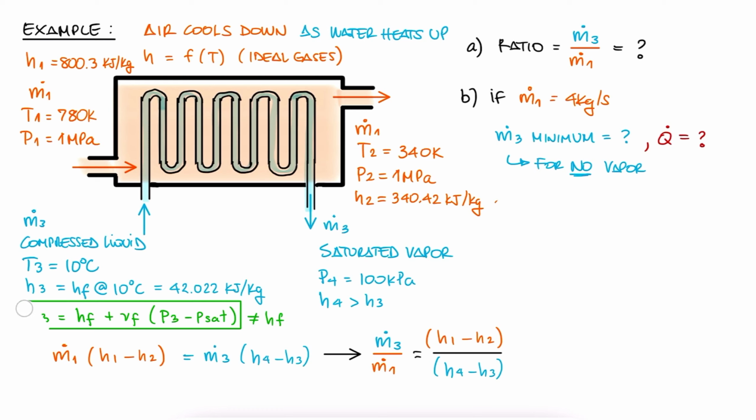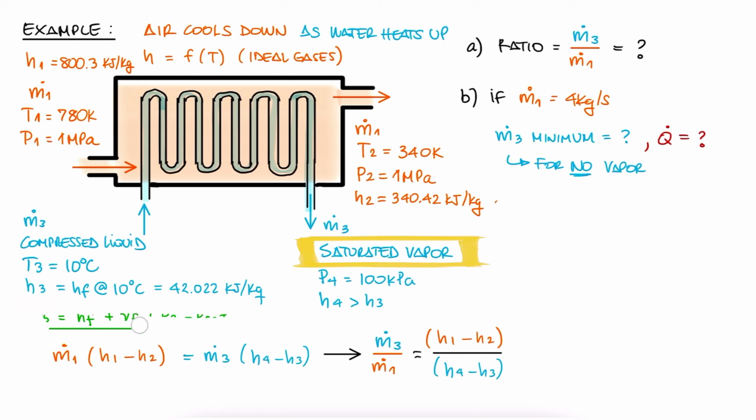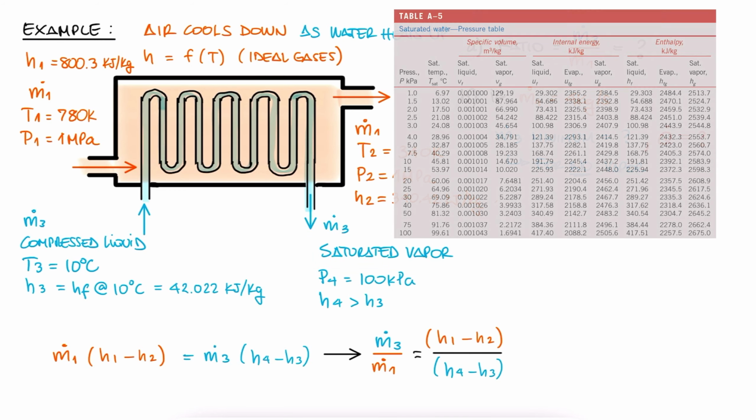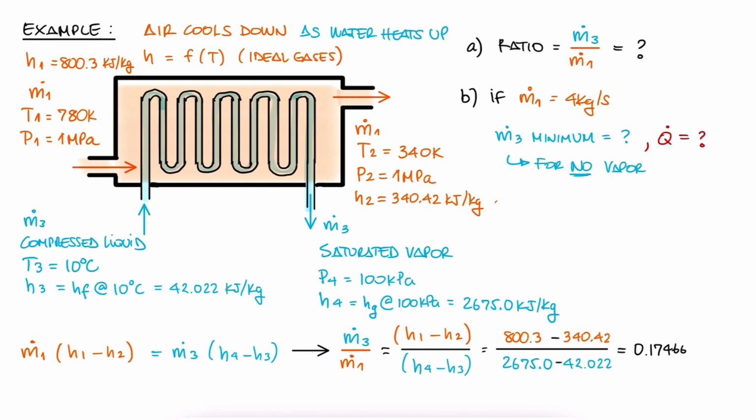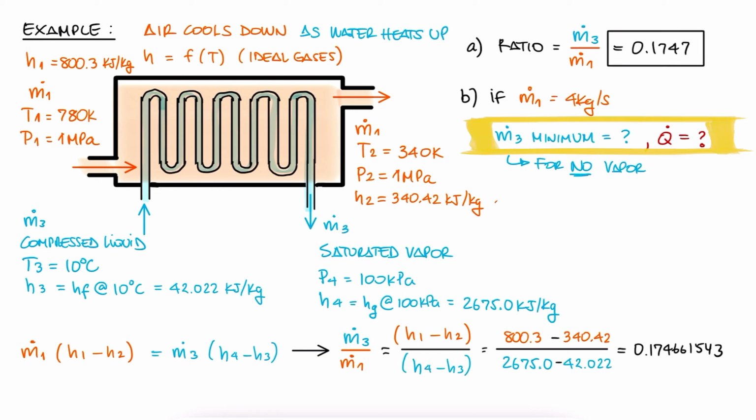And since state 4, the outlet of water is at a saturated vapor phase, we go to the saturated water tables, this time the pressure version, since what we know about the exit is that the water vapor is at 100 kilopascals, and write down the saturated vapor enthalpy Hg for 100 kilopascals as the value for H4. And with this, we can go back to the mass flow rate expression we found earlier and substitute all four enthalpy values. This results in a mass flow rate ratio of 0.1747.